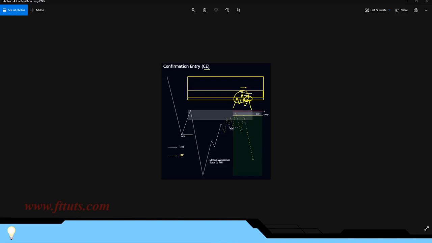Okay, it is best used when price comes back to the higher time frame point of interest in strong momentum. So if price is coming back up to this point of interest, not in a corrective manner, however in a strong momentum manner, it is safer to use the confirmation entry within this higher time frame order block to enter, right?